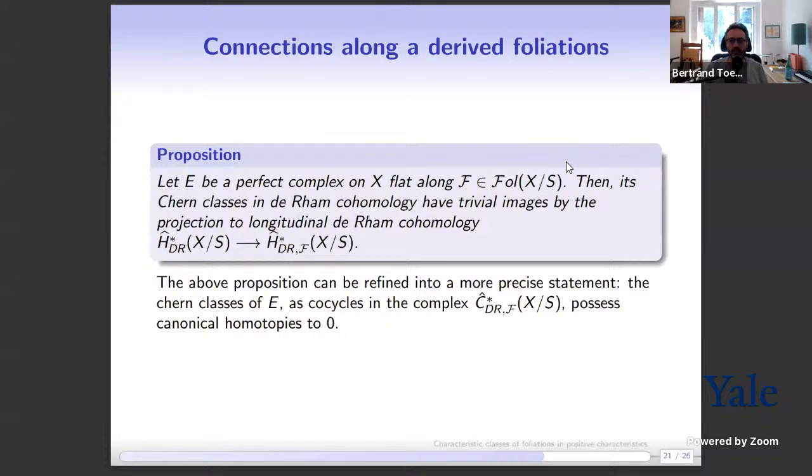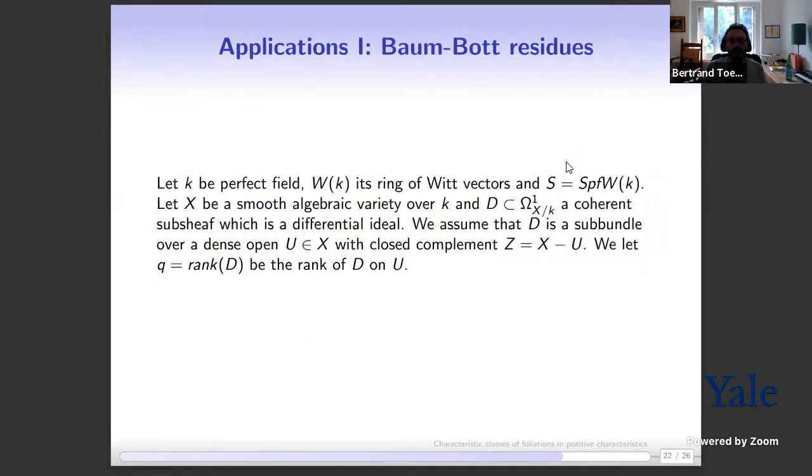Okay, so now I think I have everything I need to talk about these two applications. So let me talk about residues, which is this generalized version of Bott vanishing to the case where you have singularities. So I have a base perfect field, its ring of Witt vectors, and S is the formal spectrum of Witt vectors. And I have a smooth algebraic variety X over little k. And now I give a coherent subsheaf, which is a differential ideal. Singularities appear precisely when this coherent subsheaf is not a subbundle.